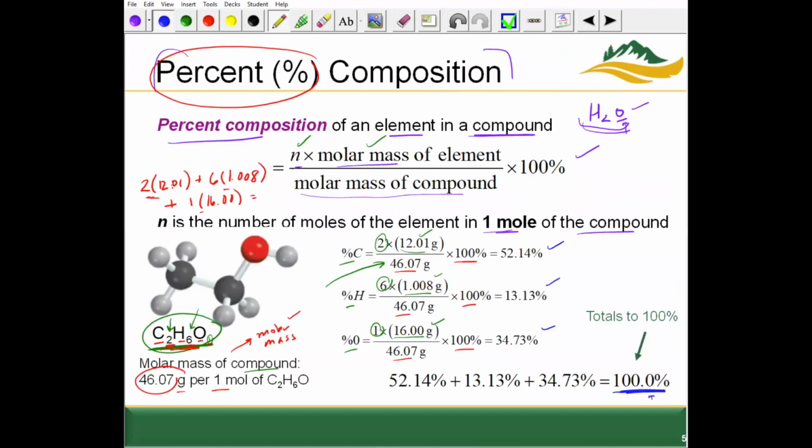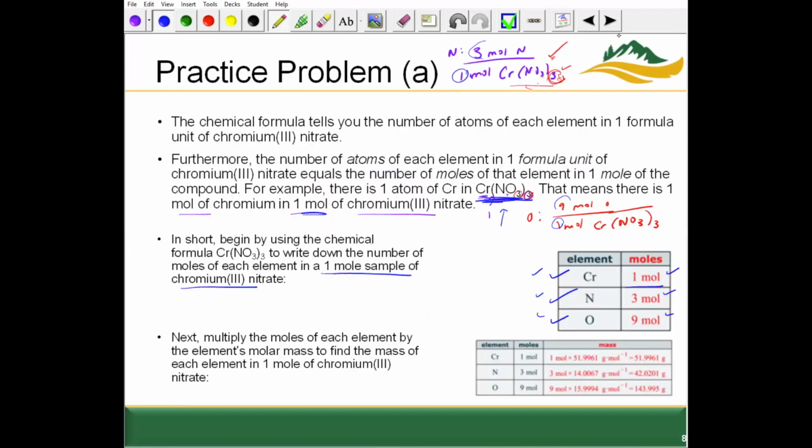From this formula, we know we also need the molar mass of each element and the molar mass of the whole compound. So next here, we can multiply the moles of each element by the element's molar mass. So 1 mole of chromium, here is the molar mass or the atomic mass of chromium based on the periodic table. Nitrogen 3, here's the mass of nitrogen. Oxygen 9 moles, here is our atomic mass of oxygen.